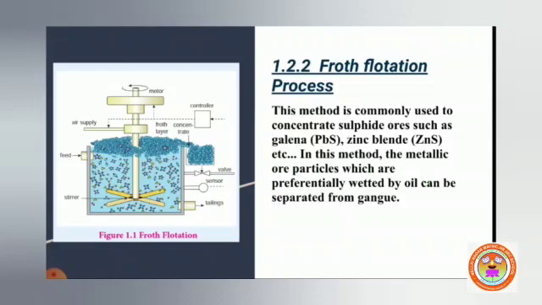Then the collector molecule, sodium ethyl xanthate, attaches to the ore particles and makes them water repellent. Due to this, the ore particles are wetted by the oil and rise to the surface along with the froth. Then the froth is skimmed off and dried to recover the concentrated ore, and the gangue particles are wetted by water and settle down at the bottom. Explain the flotation process means explain the principle, then explain the process, then draw the diagram. Understand, children?